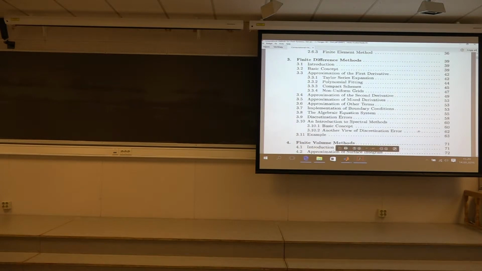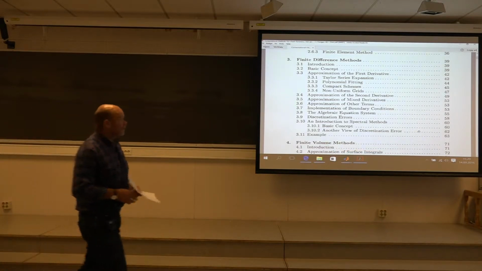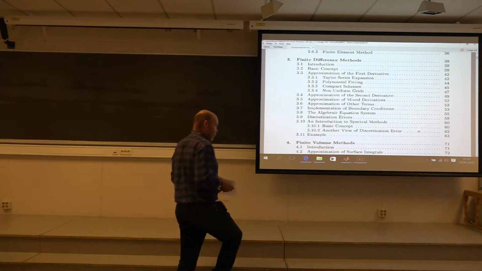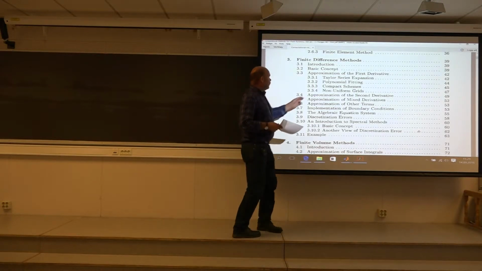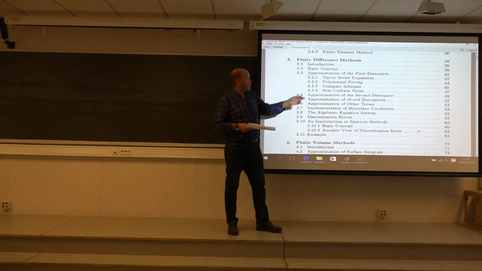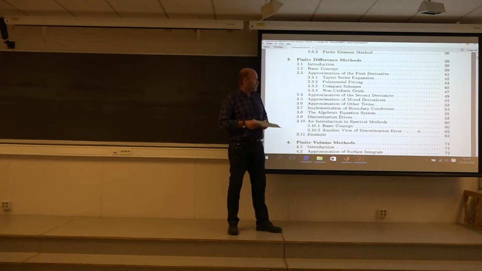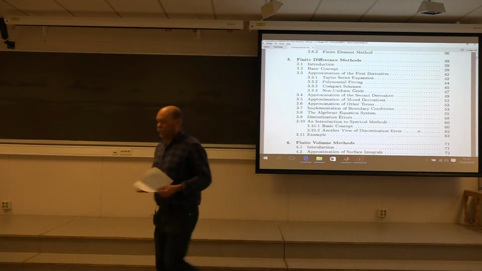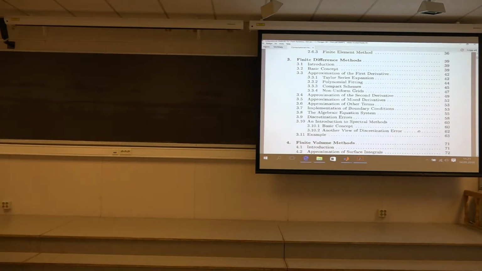Finite difference. Here we have spoken already about the Taylor series expansion. What we haven't talked about are the other methods that exist, like polynomial fittings. You don't have to use Taylor series. You can use other concepts to find different schemes, different recipes to get a bunch of algebraic equations. Not so important for us, so we will keep with the Taylor series. And 3.11, finally, an example.